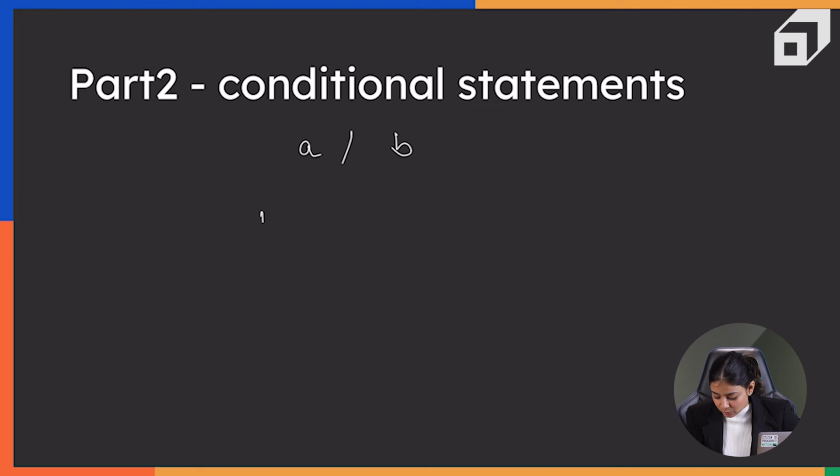Our condition is if b is not equal to 0, only then we'll execute this. So for that we use if-else statements. What is the syntax for this? We mention if, the condition, and the code to execute if that condition is true. So if b is not equal to 0.